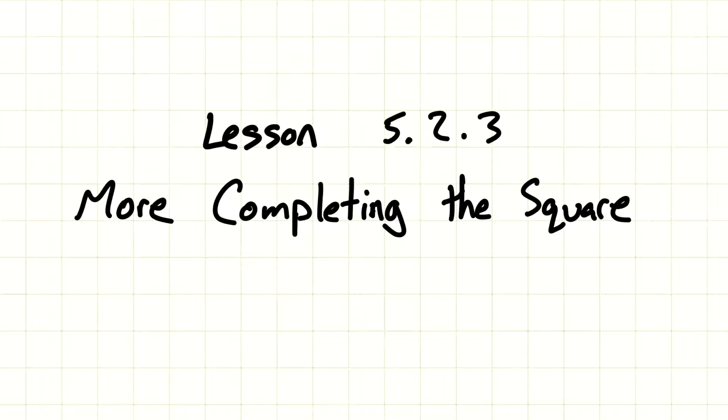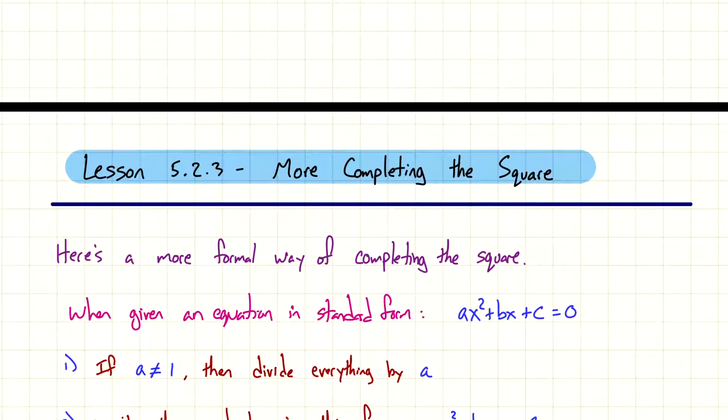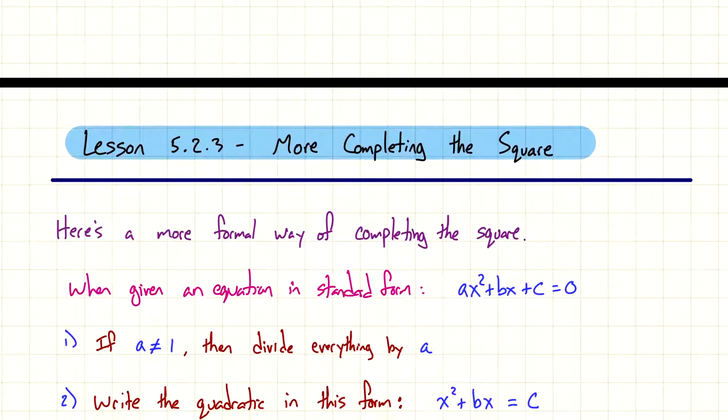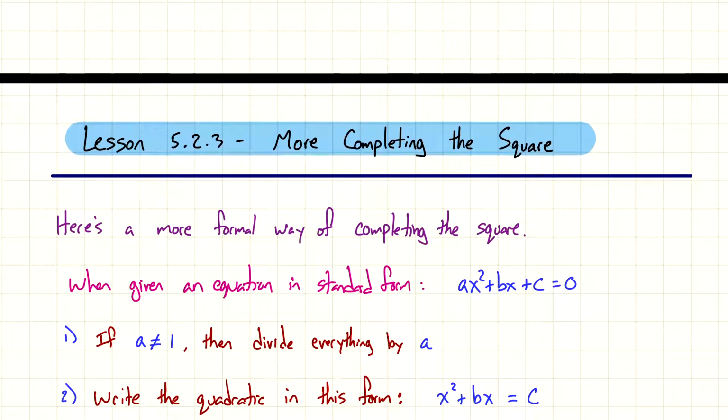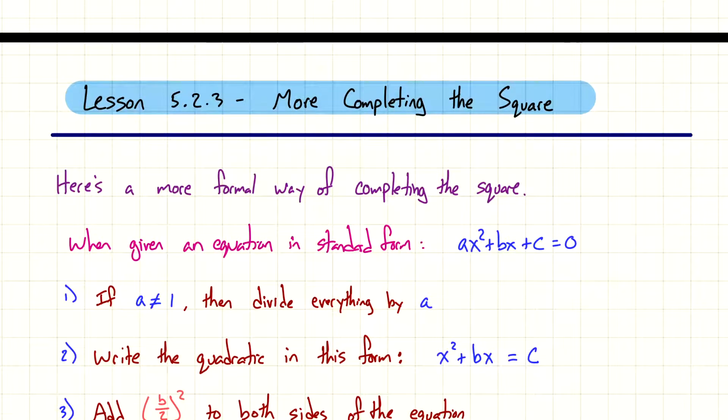Everyone, this is lesson 523. This is on completing the square, which is an extension of the last lesson. And so we ended last lesson kind of going over how to complete the square without maybe having to show all those detailed steps.